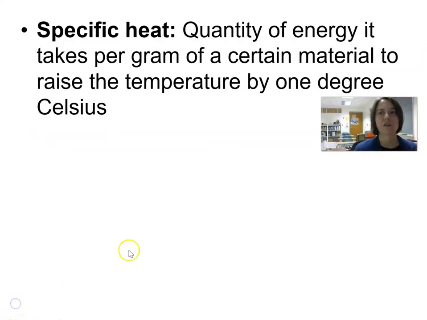Okay, so please write this down. Specific heat is the quantity of energy it takes per gram of a specific material, and it changes whatever the substance is, to raise the temperature by 1 degree Celsius.